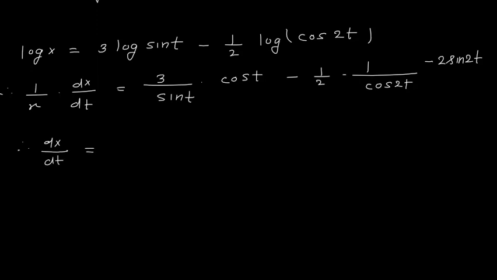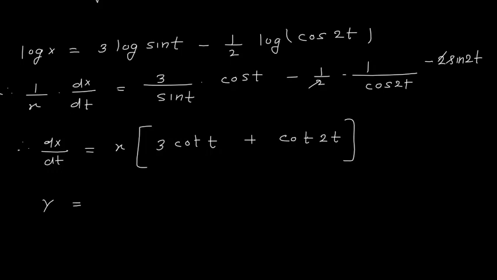So I will say that dx upon dt is equal to x into, now here we have cos t upon sin t, which is cot t, so we have 3 cot t minus, now this 2 and 2 will cancel and we have minus minus plus, this sin upon cos is cot 2t. So 3 cot t plus cot 2t. This is dx upon dt.